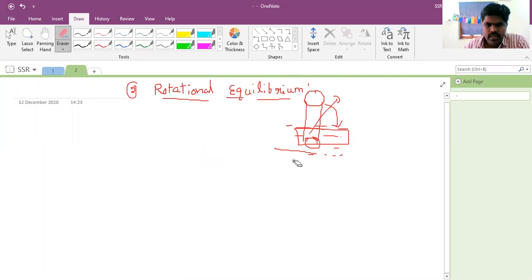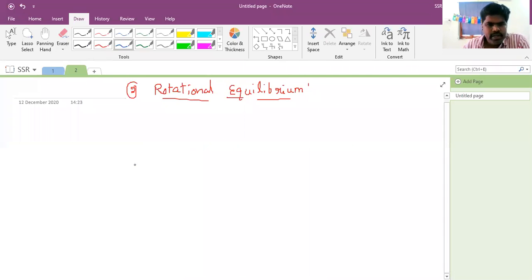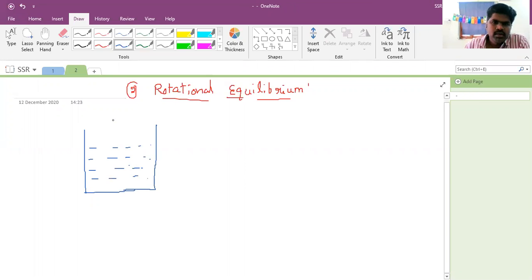So in this, mainly what are the things that will be there? I will tell you in rotational equilibrium. Take a simple container. Inside the container there is a small body you can keep, partially immersed and floating. So the body can be taken like this. This is the body, suppose. It is in floating condition.